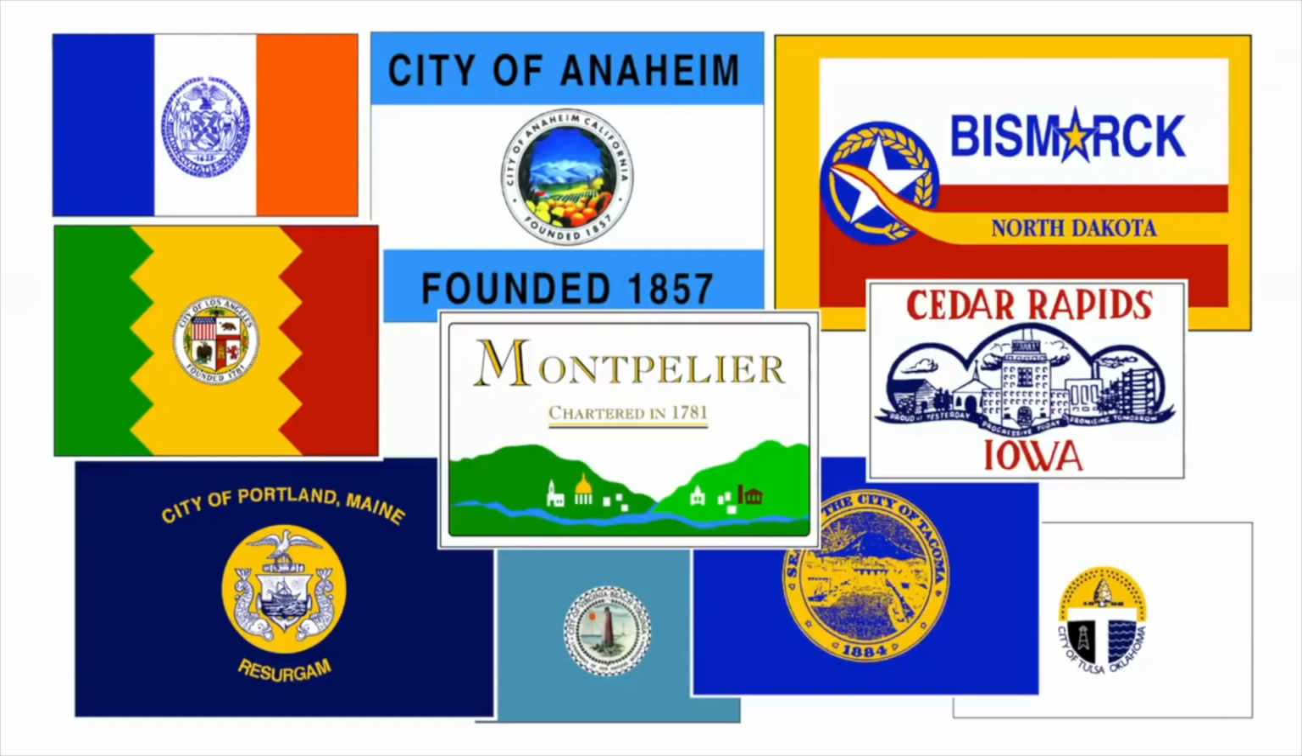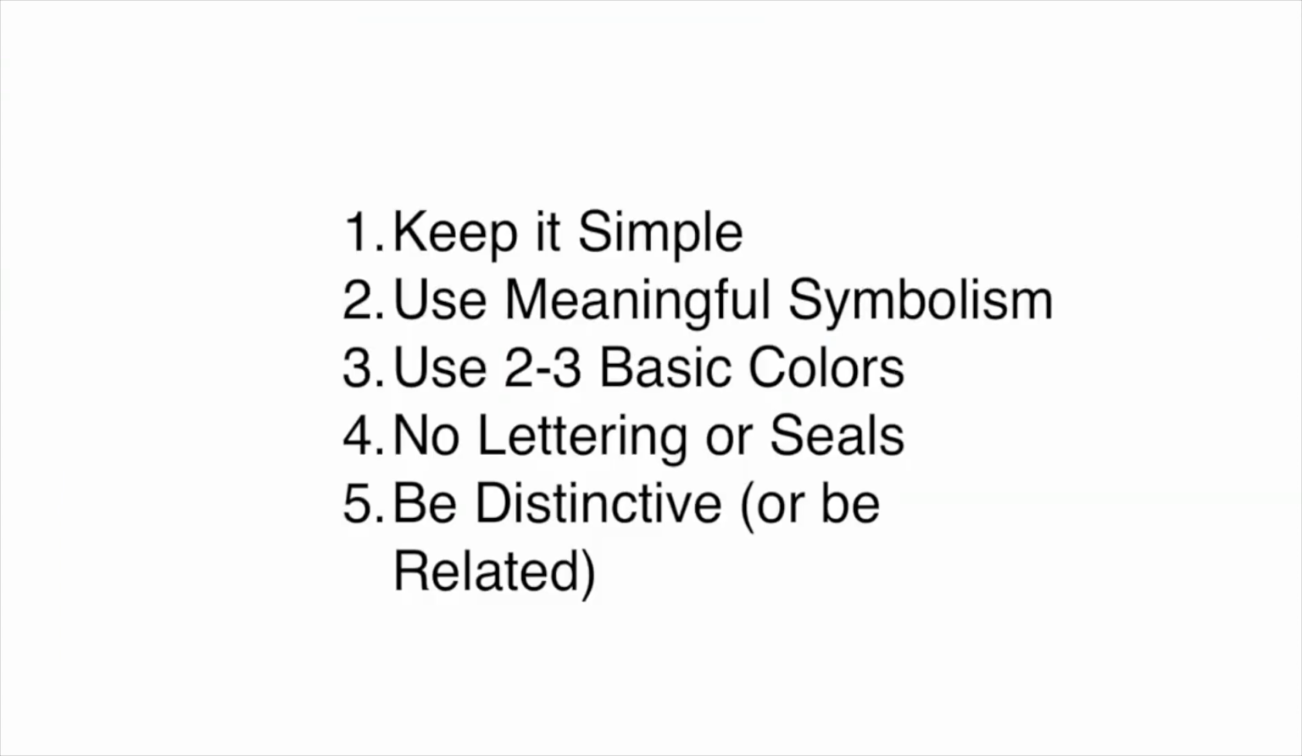Here's the full list of NAVA flag design principles. The 5 basic principles of flag design. Number 1. Keep it simple. Number 2. Use meaningful symbolism. Number 3. Use 2 to 3 basic colors. Number 4. No lettering or seals. Never use writing of any kind, because you can't read that at a distance. Number 5. And be distinctive.